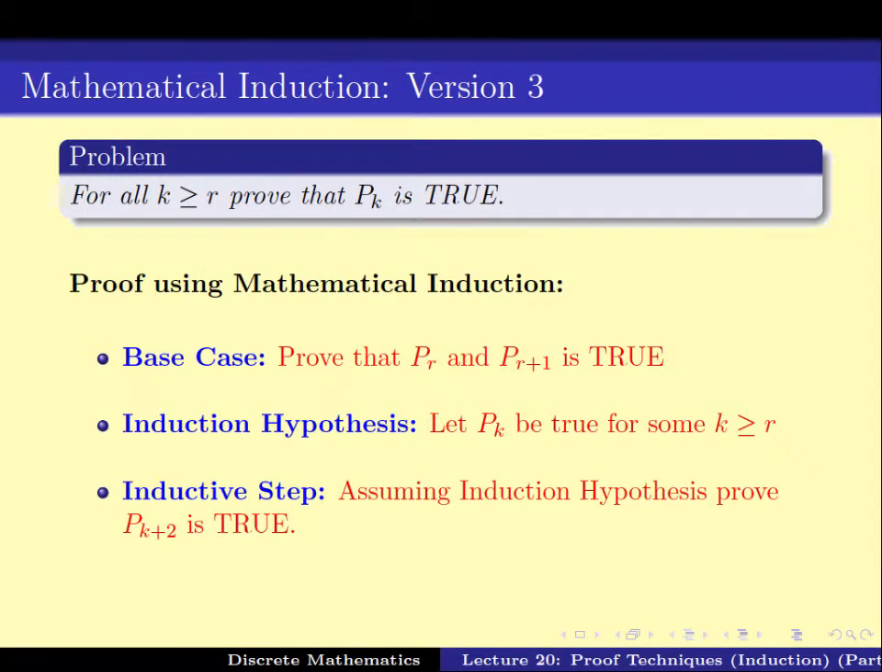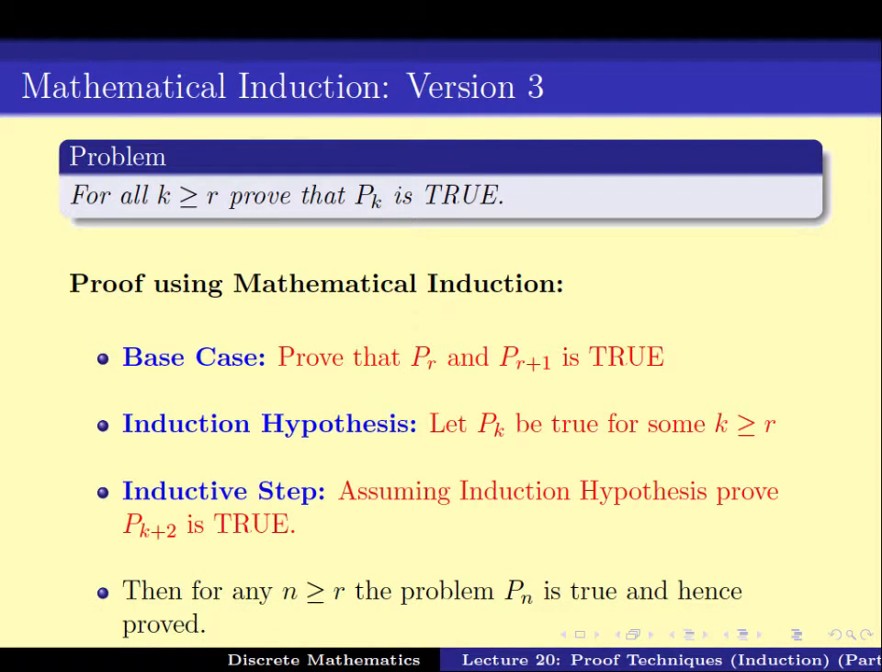Most of them are very intuitive in nature. So for example, here we have this: if Pk is true, then Pk plus 2 is true, and then we get the whole thing. Sometimes, unfortunately, we might not be able to prove that Pk is true implies Pk plus 2 is true, but maybe something stronger is required.